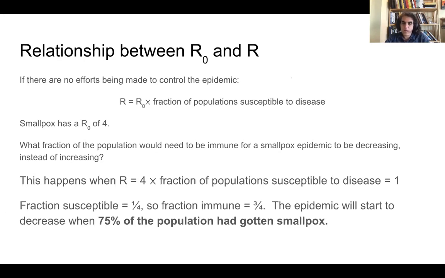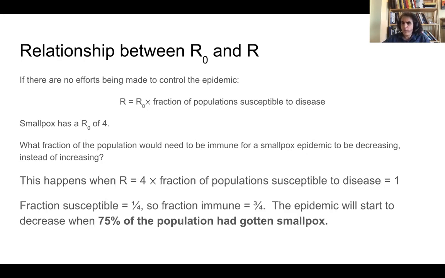So this would happen when the R value is equal to 1, and R is 4 times the fraction of the population still susceptible. So we need no more than 1/4 of the population to be susceptible, or for 3/4 of the population to be immune. So if 75% of the population has gotten smallpox, either in this outbreak or in previous outbreaks, if 75% of the population has immunity, then our outbreak will start to go down instead of go up. We'll be in this decreasing phase of an epidemic.